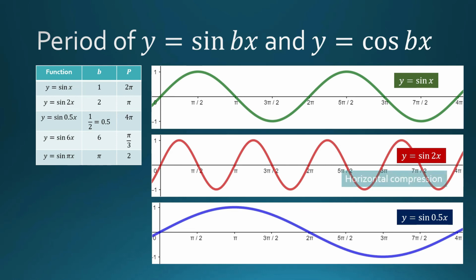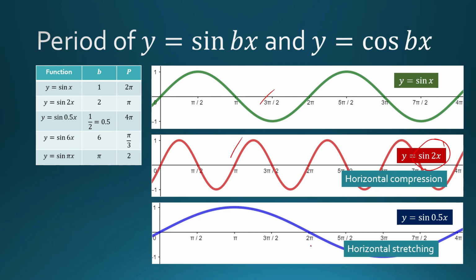Now we have technical words to describe what happens here. We call it horizontal compression and horizontal stretching. So when your b is greater than 1, it produces a horizontal compression. It compresses. Look at what happens. Compare this with this. So it's like you are compressing the graph of your function y is equal to sine of x.